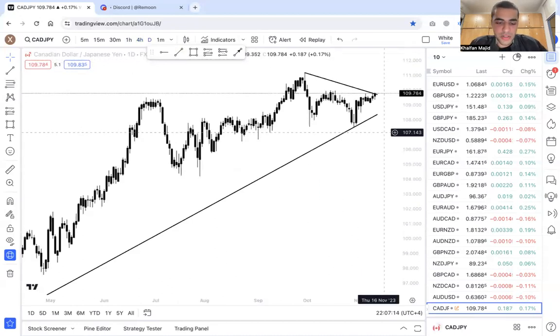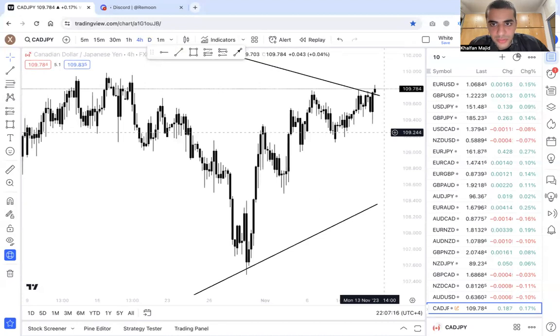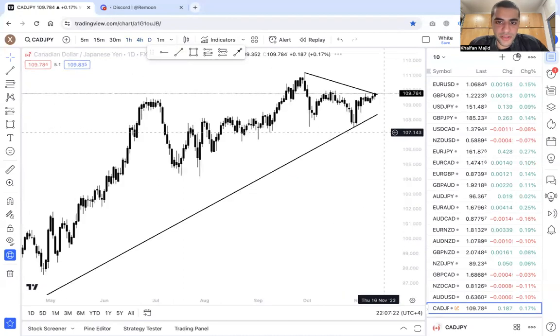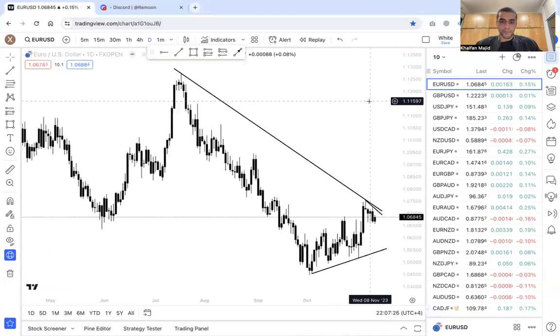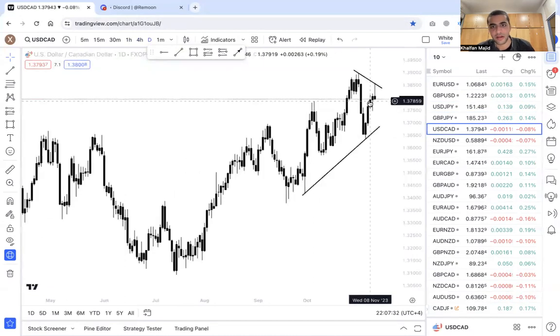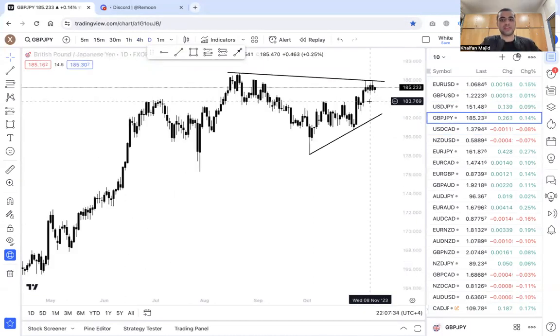So on CAD JPY, I think it just broke or retested. It broke the trend lines. I cannot find an uptrend or a downtrend, so it's just going up. Okay, so we draw the daily trend lines on all the pairs. We draw a daily uptrend, we draw a daily downtrend.